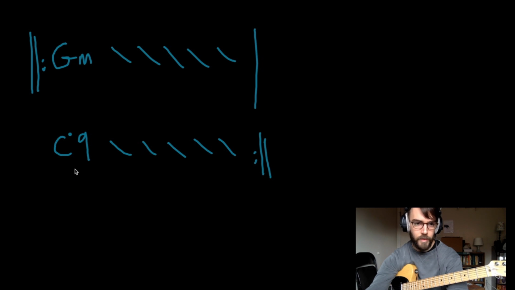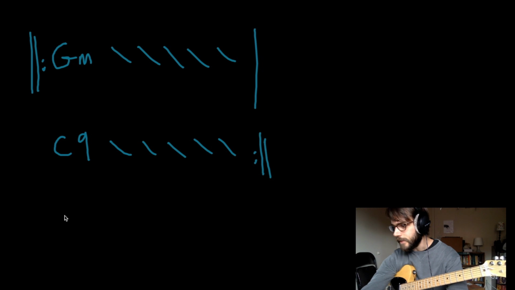Just kind of create that little thing there. All right, and then the mode that we're going to be using for this is Dorian. And I want to show you why I came up with this.